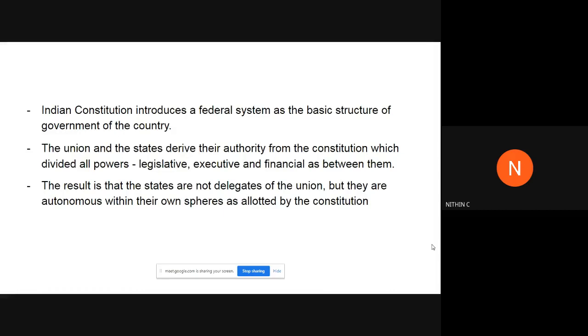The result is that the states are not delegates of the union, but they are autonomous within their own spheres as allotted by the constitution.